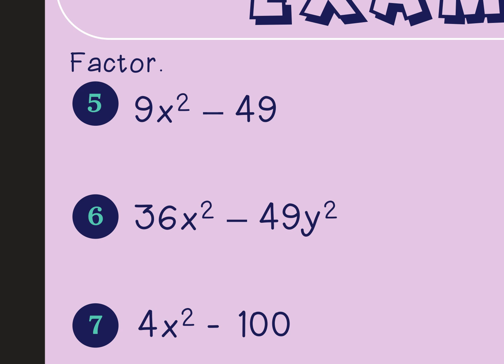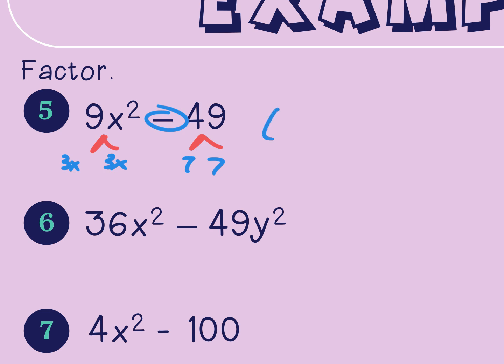No, 9 doesn't go into 49. All right, so now let's check and see if this is the difference of perfect squares. Is 9x squared a perfect square? Yes. What times what gives you 9x squared? 3x and 3x. Okay. What times what gives you 49? 7 and 7. Is this a minus sign? Yes. So what do my 2 parentheses look like? 3x plus 7, 3x minus 7. Does it matter if the plus goes first, the minus goes second, or vice versa? No.